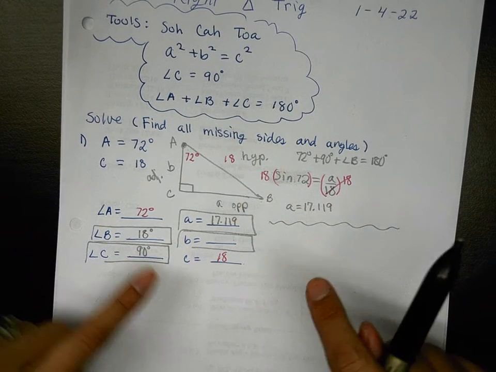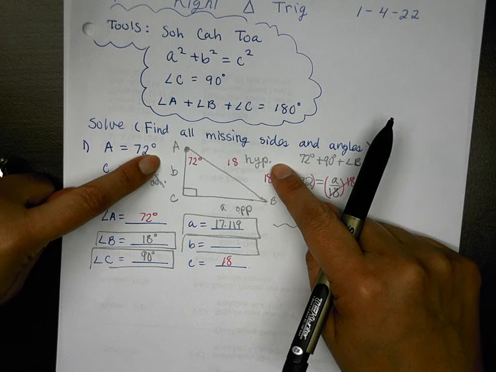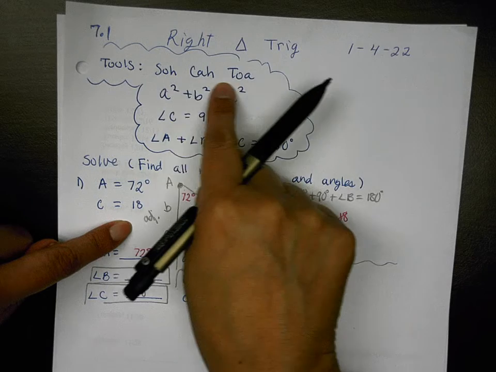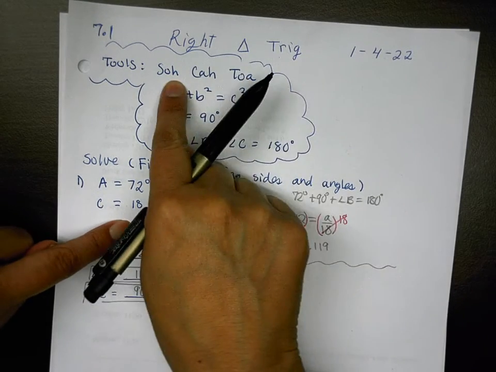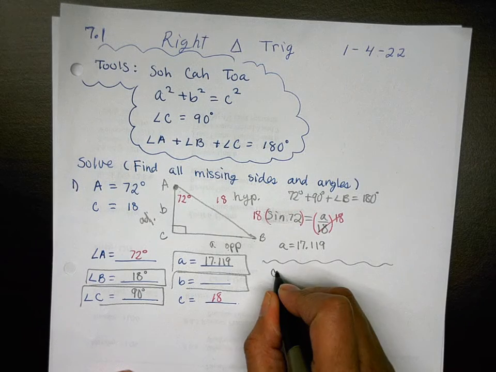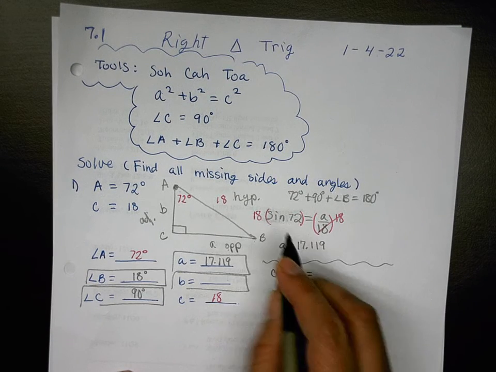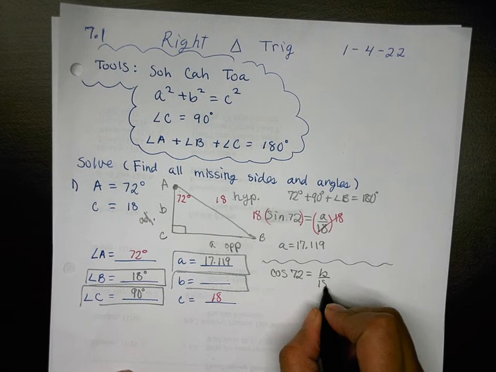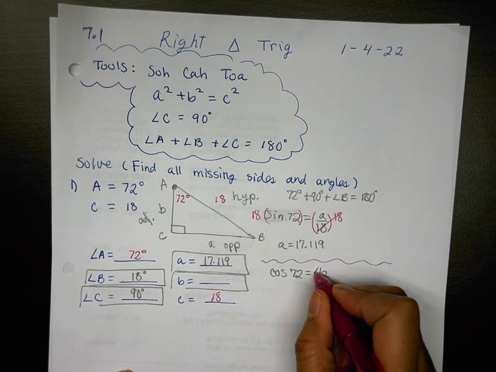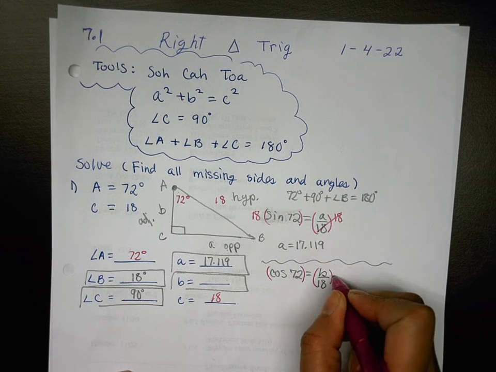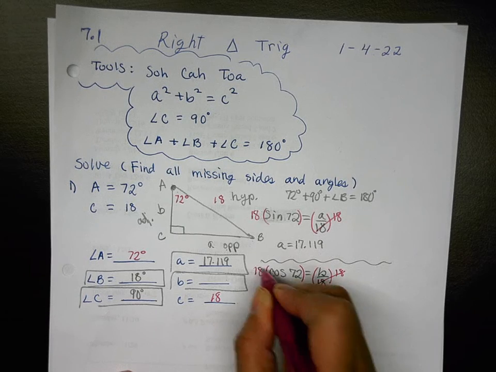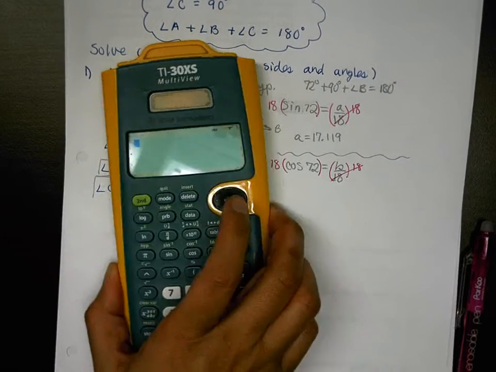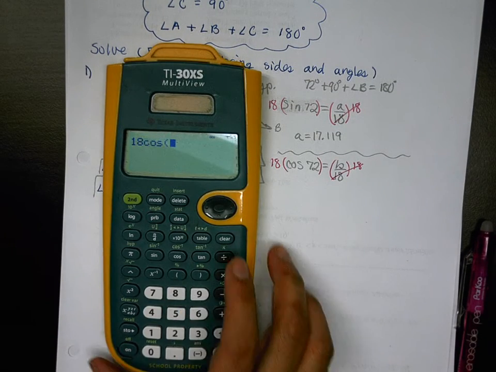I'm looking for side B, and I'm still going to use the hypotenuse. So which one deals with adjacent over hypotenuse? Sine, cosine, or tangent? Cosine. Cosine of still angle 72 equals adjacent, which is side B, over hypotenuse, which is 18. This time I'm still going to multiply by what? 18. And this time I'm going to plug in my calculator, 18 times cosine of 72.